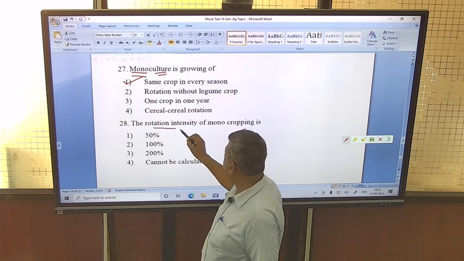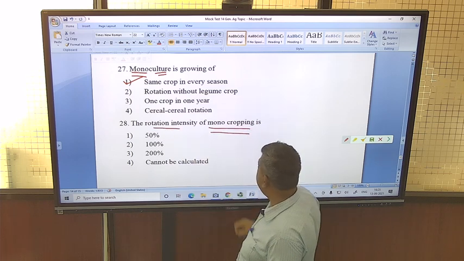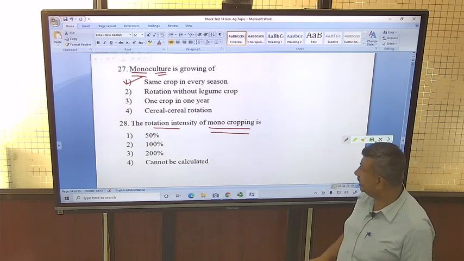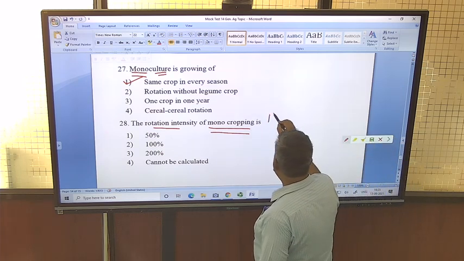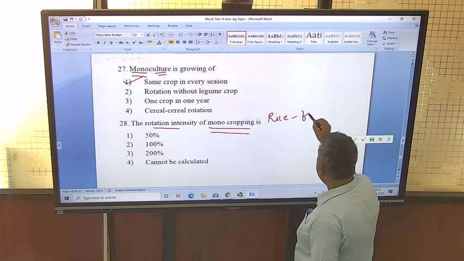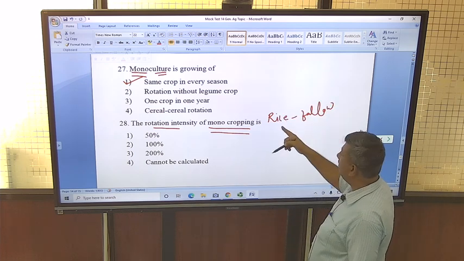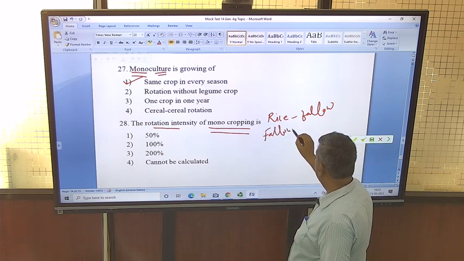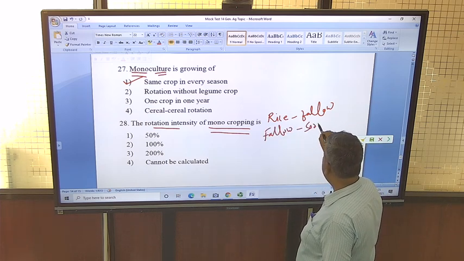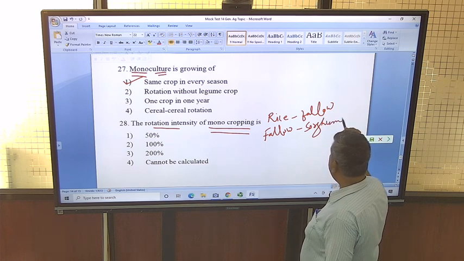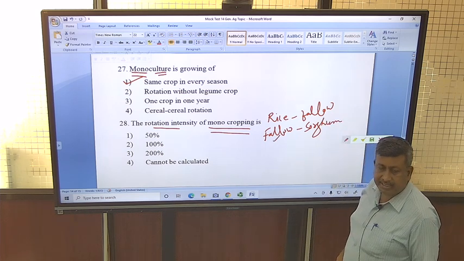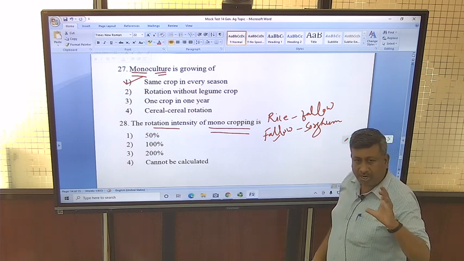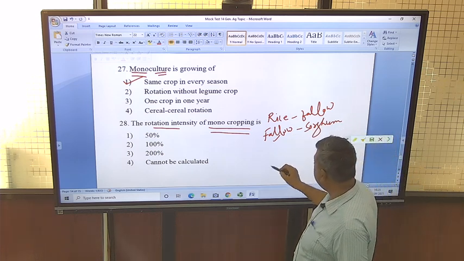The rotation intensity of monocropping: monocropping means growing only one crop in a year. Suppose rice-fallow. This is monocropping. Here rice is grown, then fallow, sorghum. Here in Kharif season, the field is kept fallow. So this is monocropping, growing only one crop in 1 year. So here the duration is 1 year.